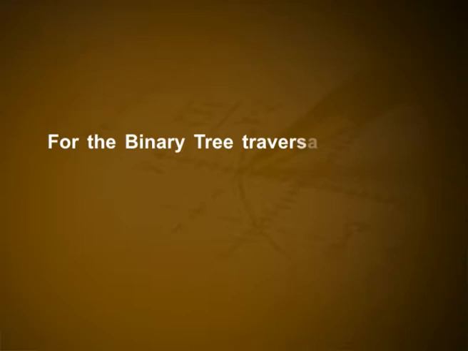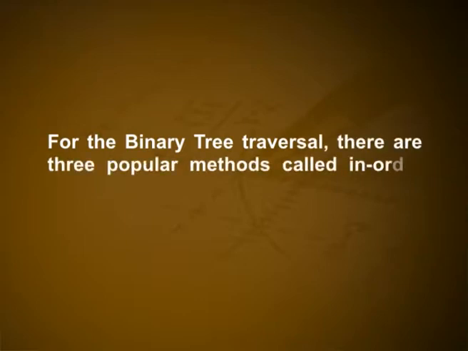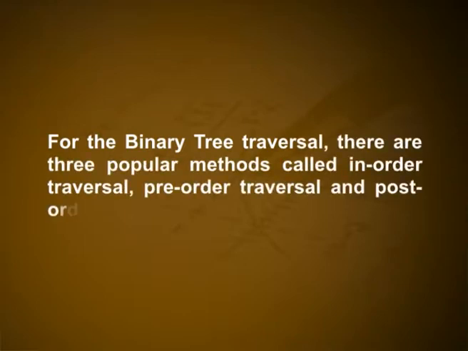For the binary tree traversal, there are three popular methods called in-order traversal, pre-order traversal and post-order traversal. Since the binary tree is recursive in the way that each subtree is again a binary tree, traversing the binary tree involves visiting the root node and then traversing its right and left subtrees. The difference between methods lies in the order in which these three operations are performed.